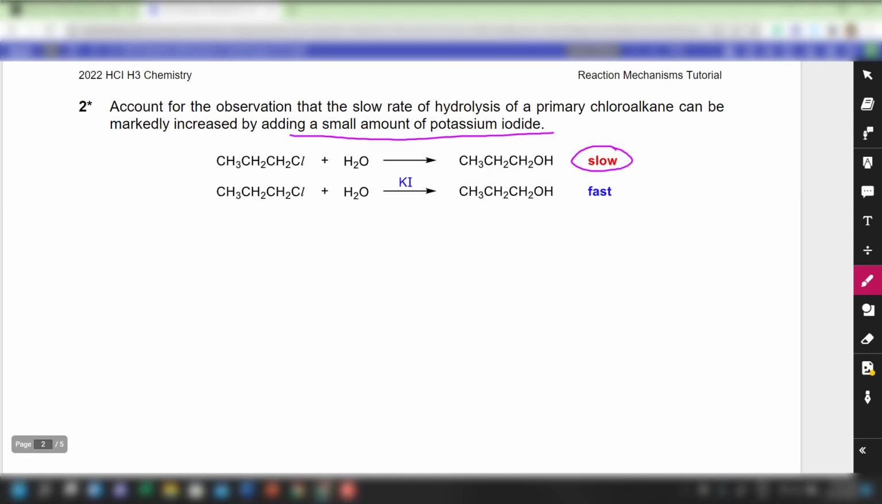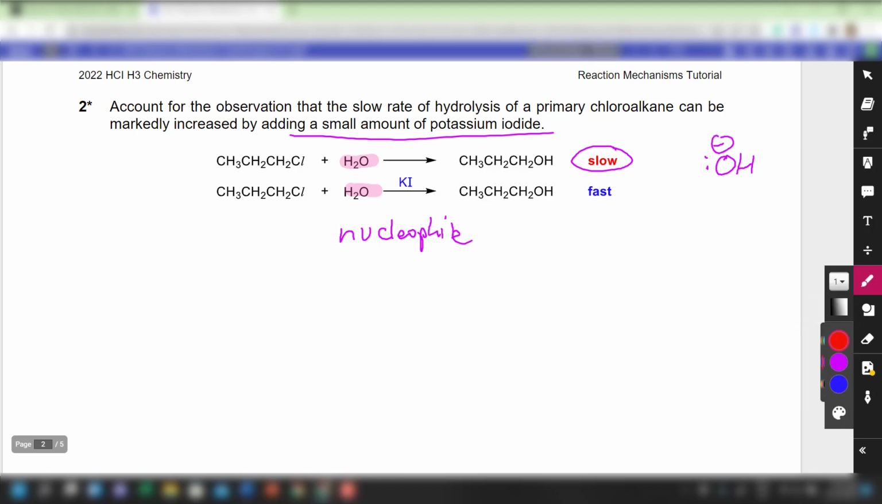Take note that it's very, very slow if you simply involve chloropropane and water, but the reaction rate will accelerate if you add potassium iodide into the solution. The first thing we need to come to terms with is that H2O is the nucleophile. It's the key nucleophile in this system. In quite a number of scripts which we have marked, we notice that students use hydroxide as the nucleophile.